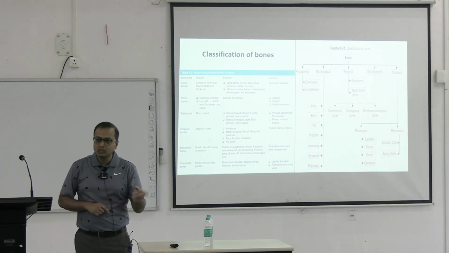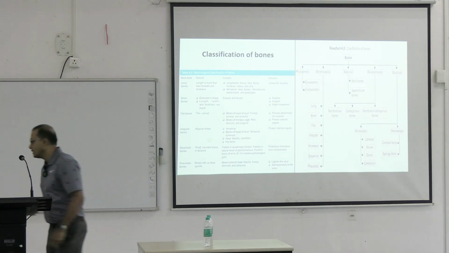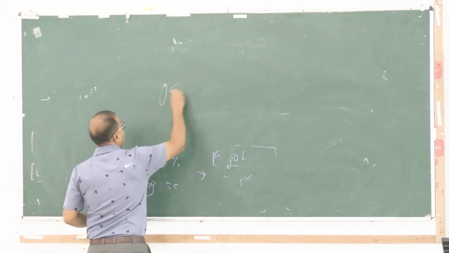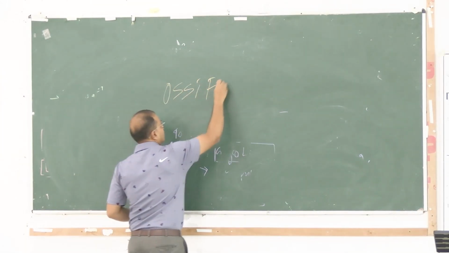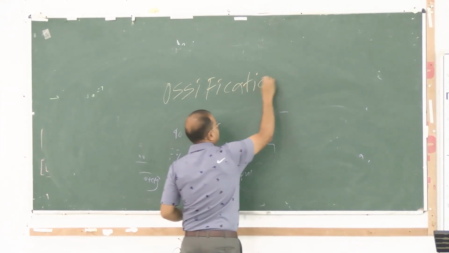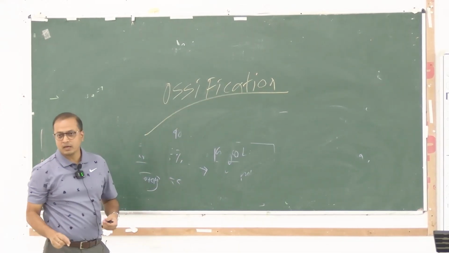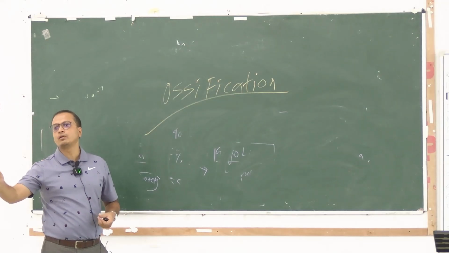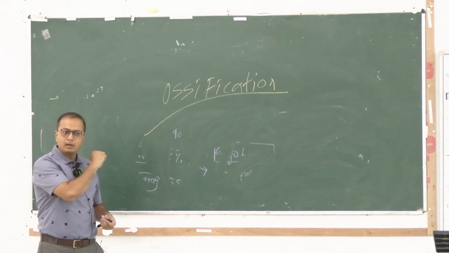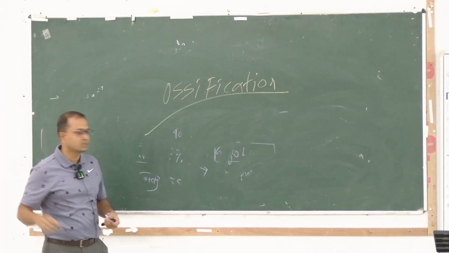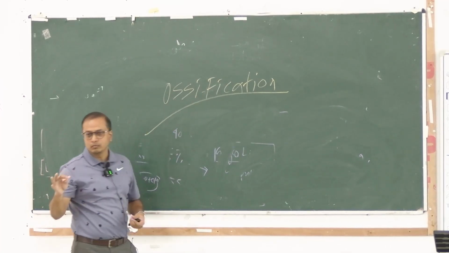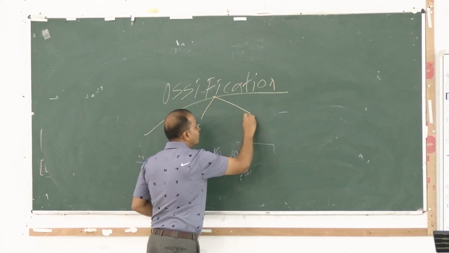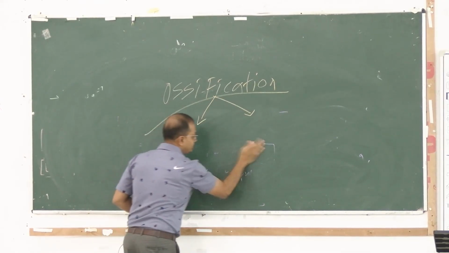What do you call this? Ossification. Ossification is the process by which bone is formed. It is a complex process and we are not going to go into it. We have to know the meaning of ossification: ossification means formation of bone. Now, this formation of bone can occur from two things.